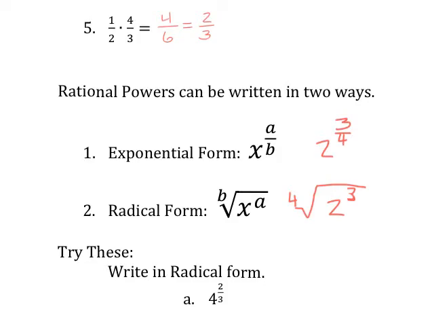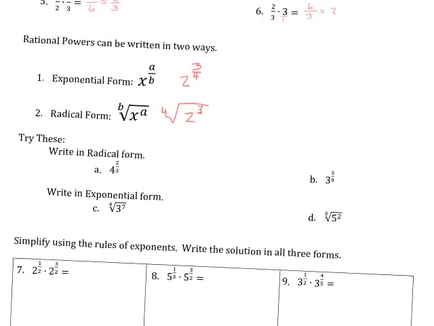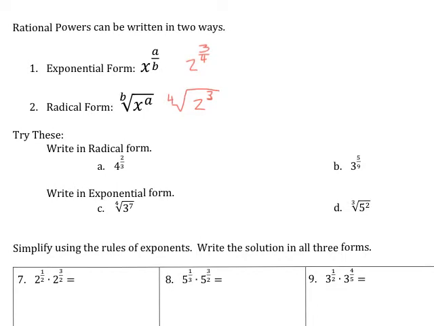Okay. All right, so you have four try these, A and B. You're taking it from exponential form that is given to you, putting it in radical form. C and D, you're taking it from the radical form that is given to you and turning it into exponential form. I'll give you a few minutes to do A, B, C, and D together with your groups. Go ahead.